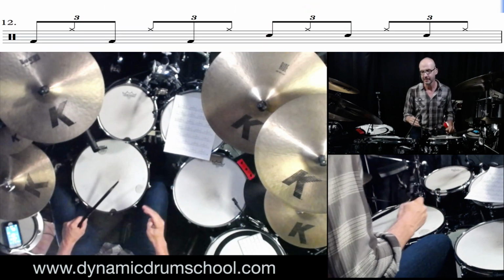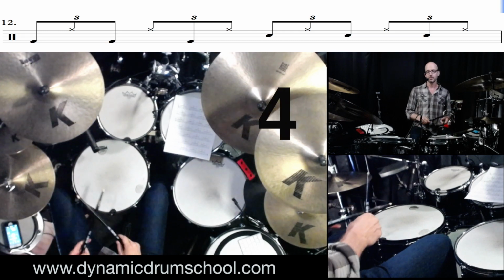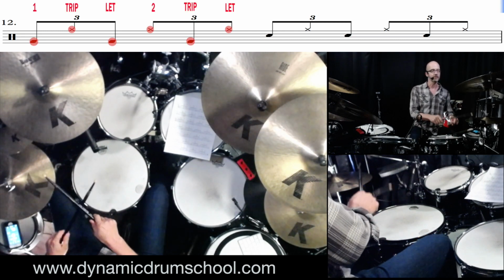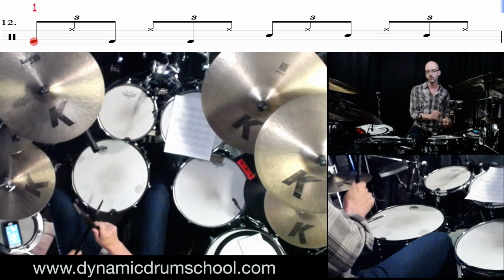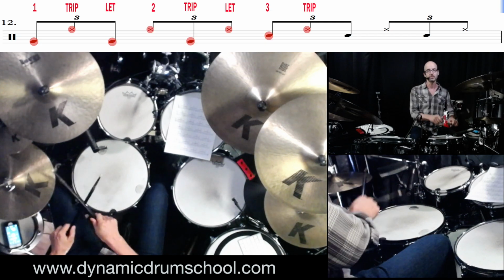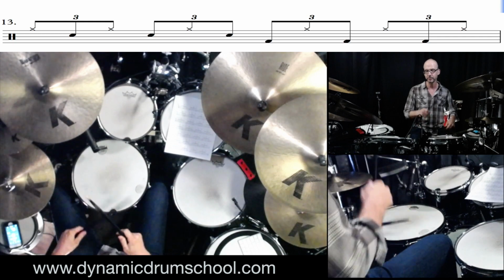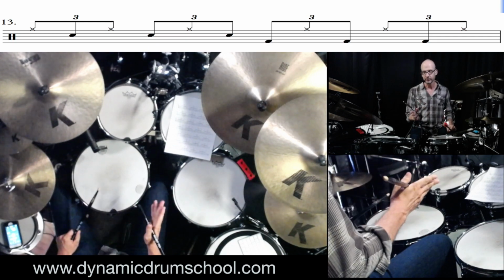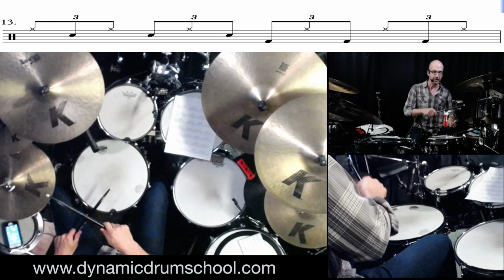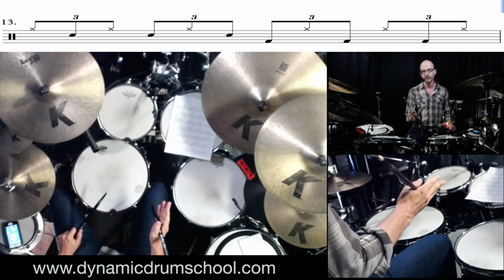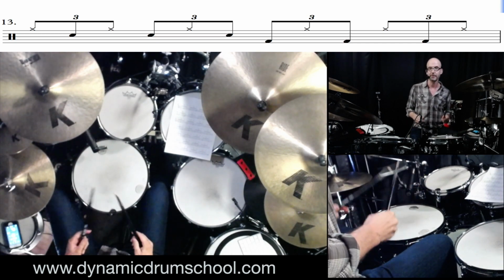Now the opposite. And the last one, this is a little tricky because we're going to split it up and flip it. So you're going to do leading with the hi-hat to the snare, and then lead with the bass drum, starting on beat 3.